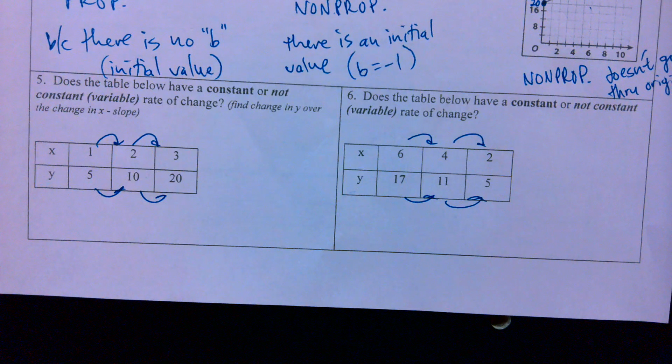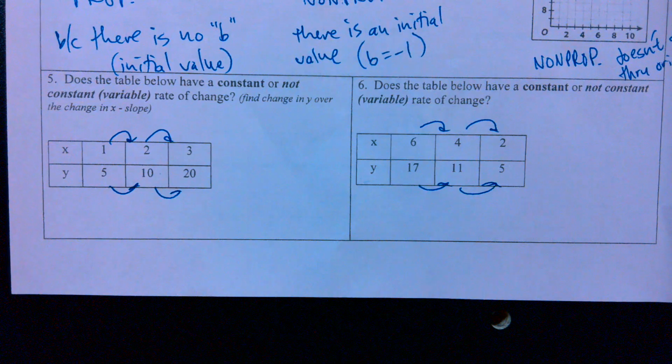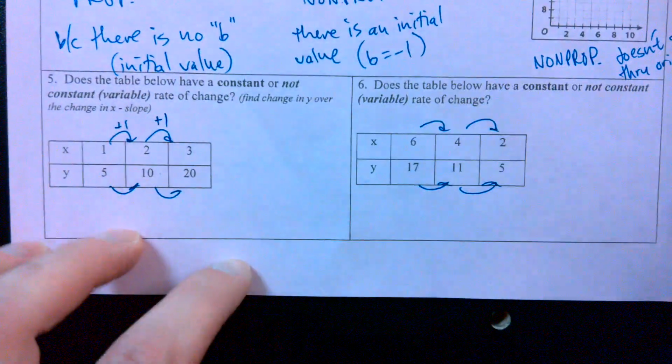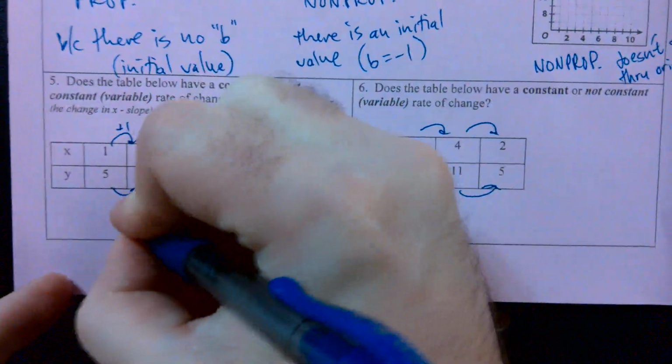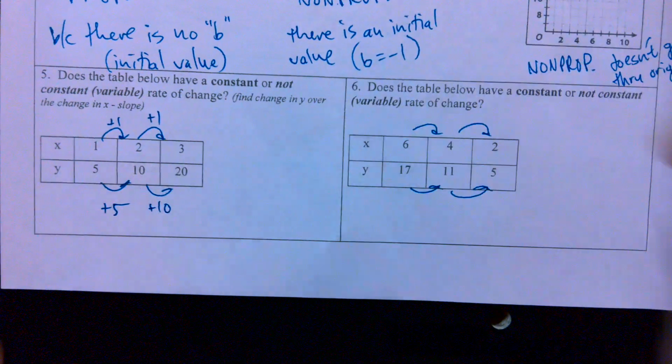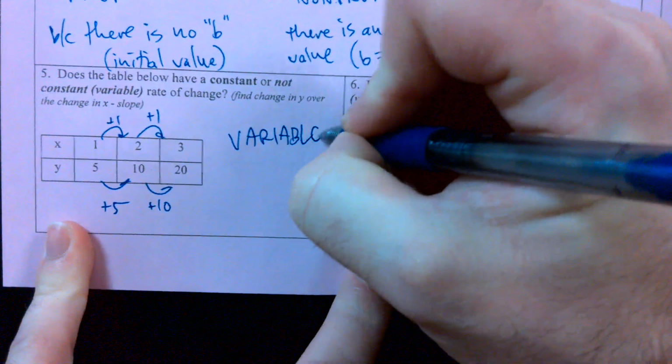Okay, for number 5, how do I get from 1 to 2 in number 5? Plus 1. How do I get from 2 to 3? Plus 1. Okay, so far that's pretty constant. Plus 1, plus 1. On the bottom, how do I get from 5 to 10? Plus 5. How do I get from 10 to 20? Plus 10. Plus 10. It's a variable. All right, so this would be a variable rate of change.